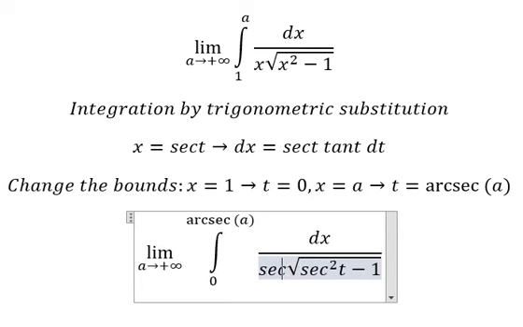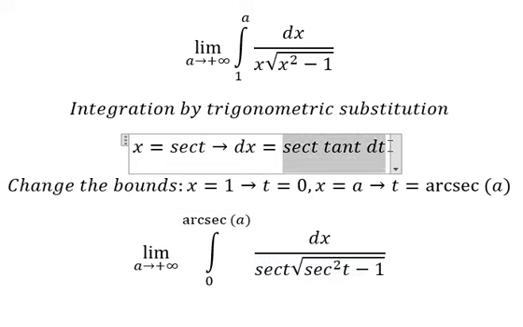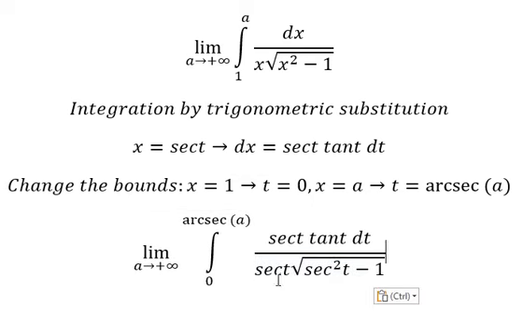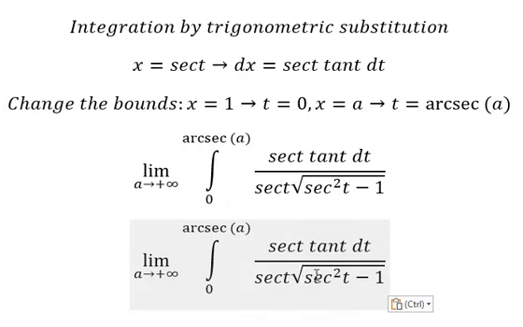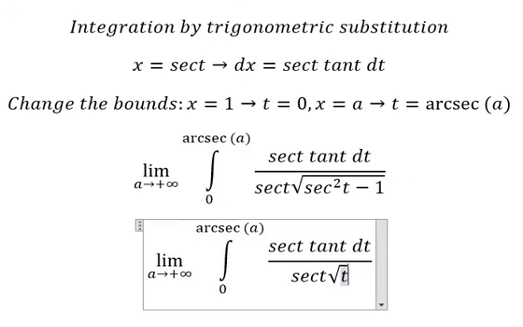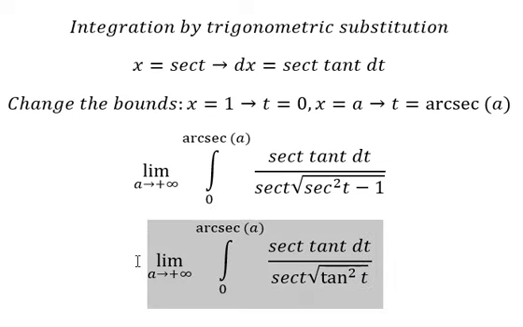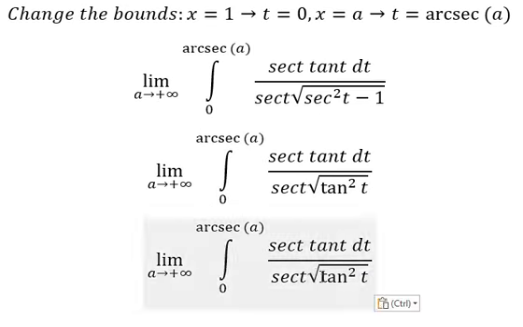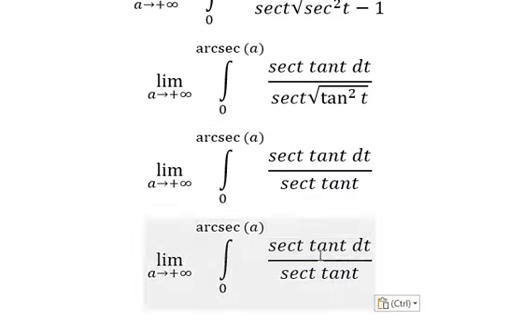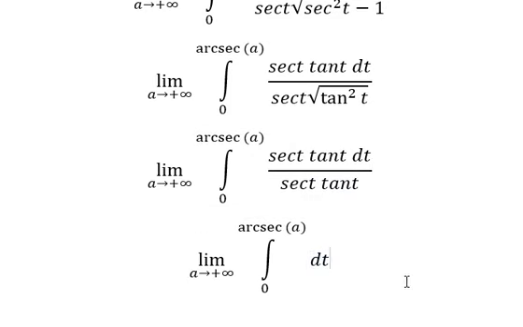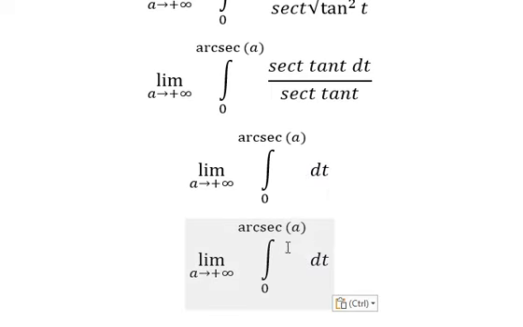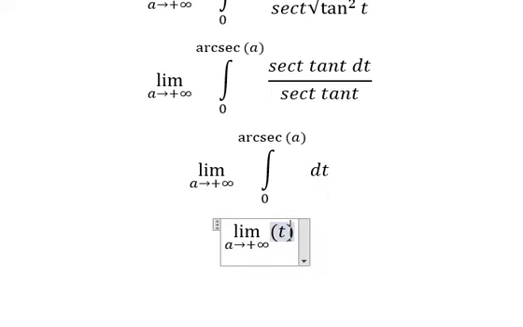This one we put here and here. The s we change by this one. This one we have tan t squared. The square root of tan t squared, we have tan t. Now we need to simplify, and we have dt. The integration of dt, we have t. And now we put the bounds from 0 to arcsecant of a.